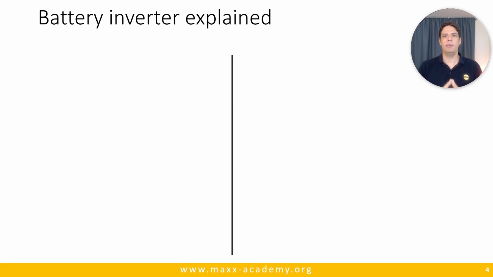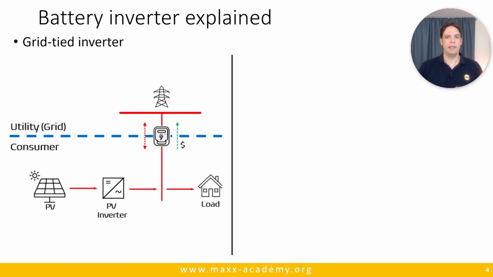To better understand a battery inverter, we can contrast it with a PV inverter, also called a grid-tied inverter. There are basically two main types of inverters, grid-tied inverters and battery inverters. On the left is a diagram of a grid-tied system or PV inverter. The solar panels are connected directly to the PV inverter and connected to the local grid. This system is totally dependent on the grid. If the grid falls away, it also switches off immediately. So it can't function without a grid at all.